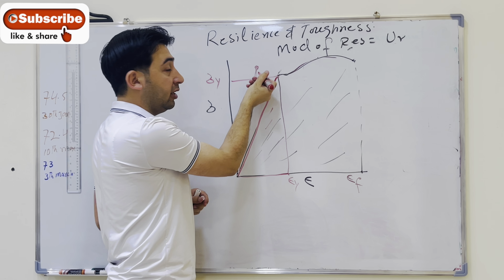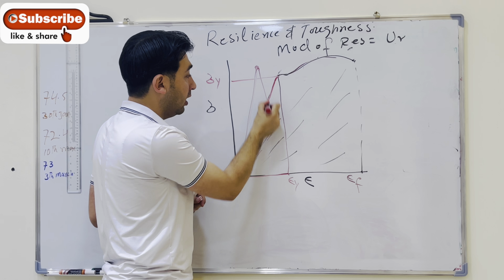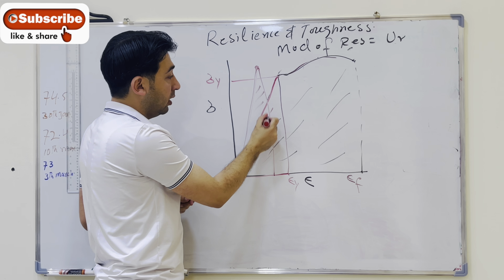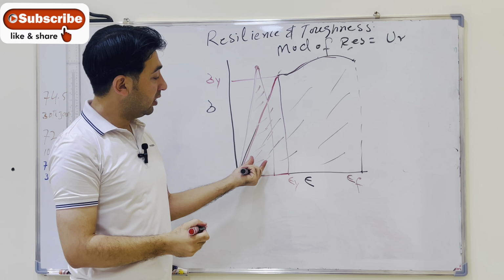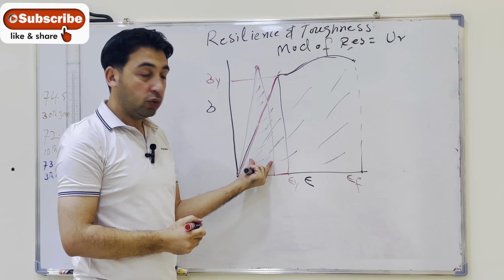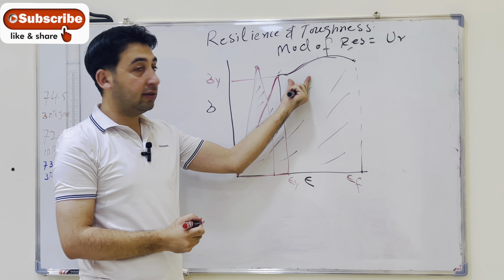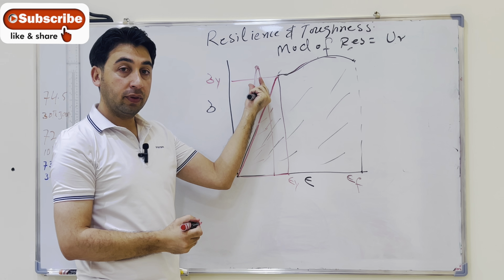So for a brittle material, fracture usually happens here, right. Till fracture, the energy absorbed by the material is this much, which is very less. So this is not a tough material. This material is tough as compared to this one, right.